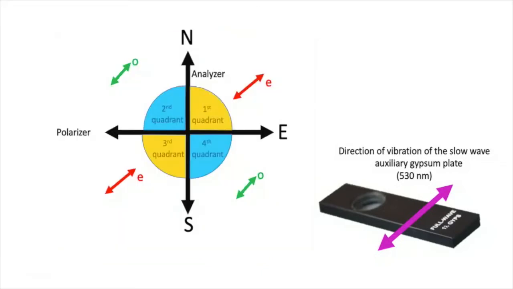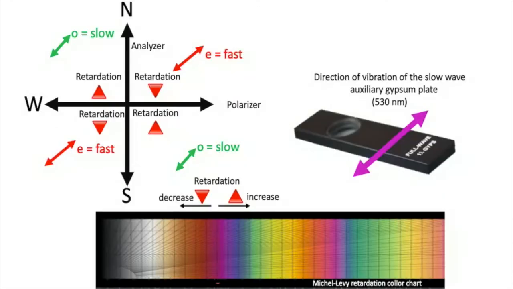Based on what we referred to earlier, yellow on the quadrants that have the extraordinary ray oriented northeast-southwest means that retardation diminishes. So, the calcite extraordinary ray has to be the fastest one. On the other hand, blue on the quadrants that have the ordinary ray oriented northeast-southwest means that retardation increases. So, the calcite ordinary ray has to be the slowest.